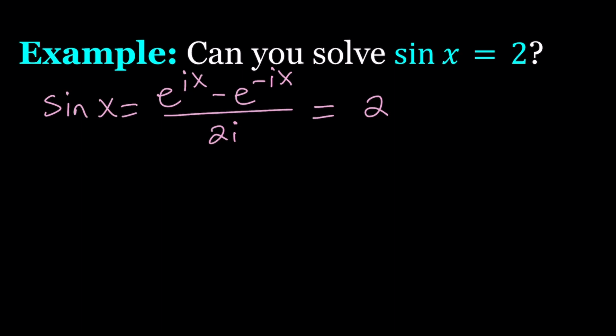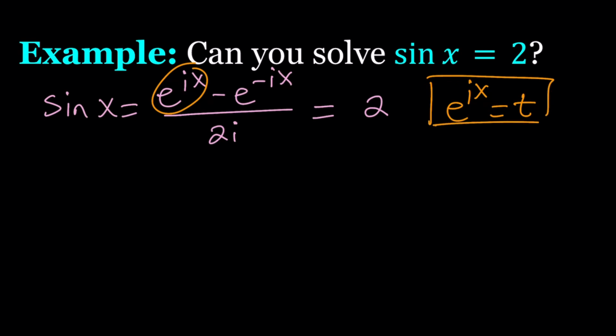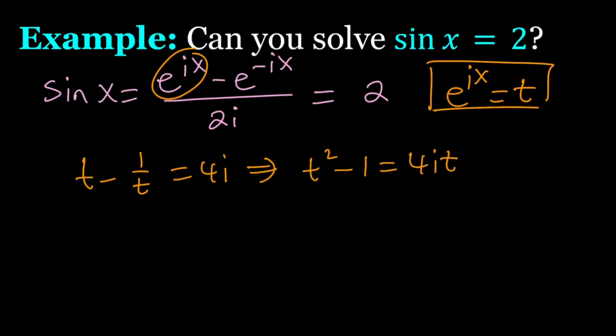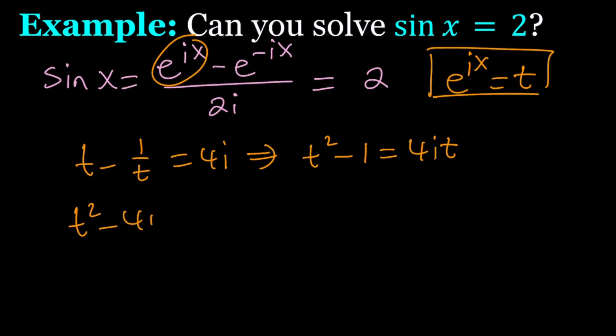Now, here's what we're going to do. We're going to solve this problem, but I have the e to the ix and e to the negative ix. So I can go ahead and set e to the ix equal to something. How about a t? Let's use substitution. And e to the power negative ix just becomes the reciprocal. So we get the following: t minus 1 over t, over 2i, equals 2. And if you multiply, you're going to get 4i. Let's go ahead and multiply by t. t squared minus 1 is equal to 4it. And then put it together and solve using the quadratic formula.